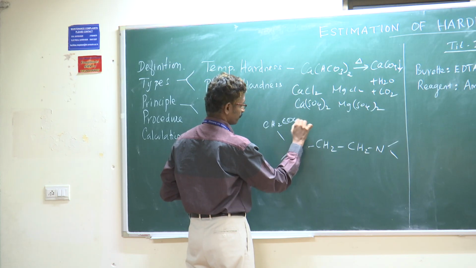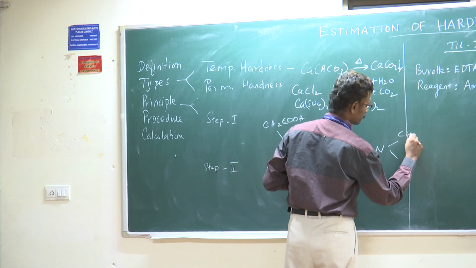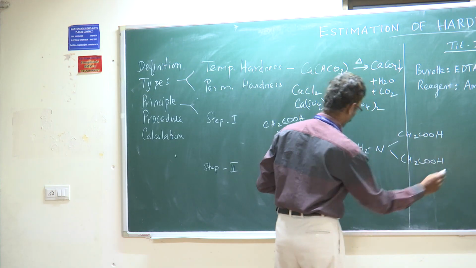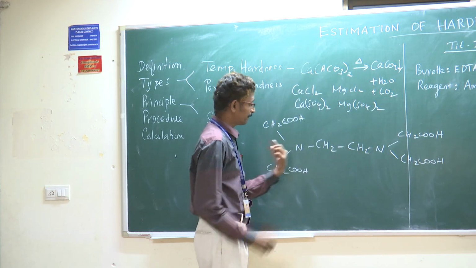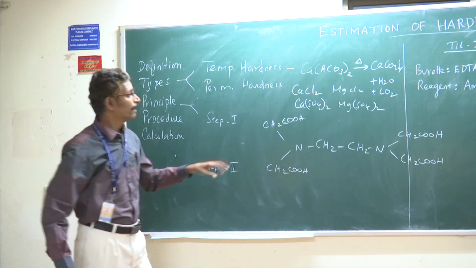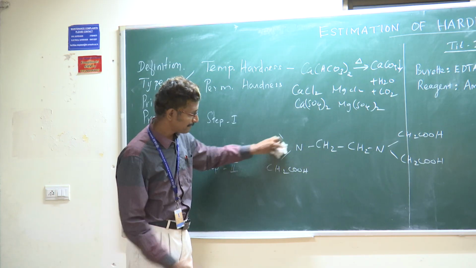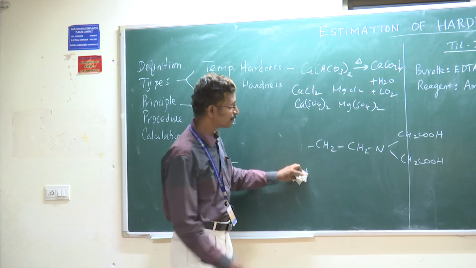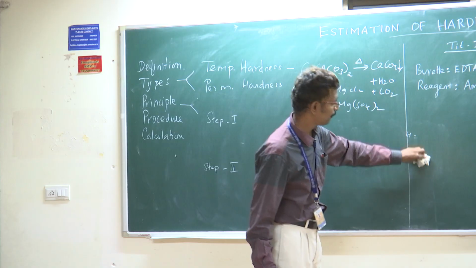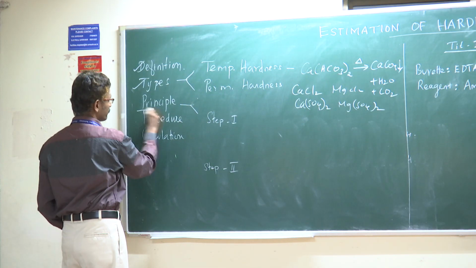CH2COOH, CH2COOH, CH2COOH, CH2COOH. So, ethylene diamine tetraacetic acid. As it is, EDTA cannot be used for titration since it is insoluble in water; the sodium salt of EDTA is used for the titration. Now let us see the principle.